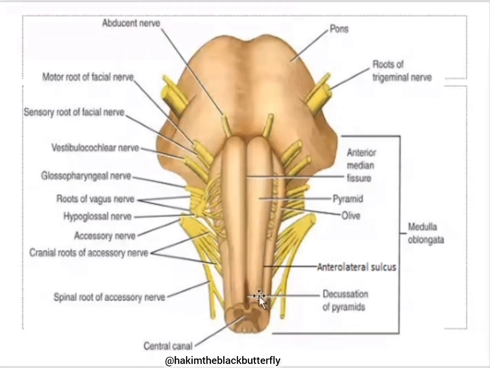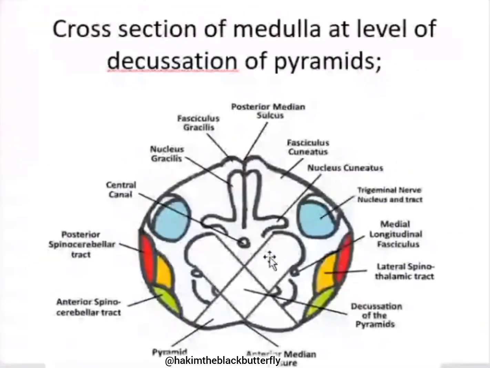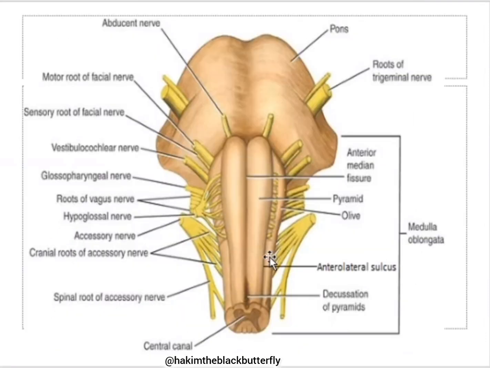So this is the front view of the medulla oblongata. Now we are going to make a cross section. This is where we have the decussation of pyramids. They decussate inferiorly. So this is the point where we have the decussation of pyramids, where 90% of these corticospinal tracts cross to the opposite side.